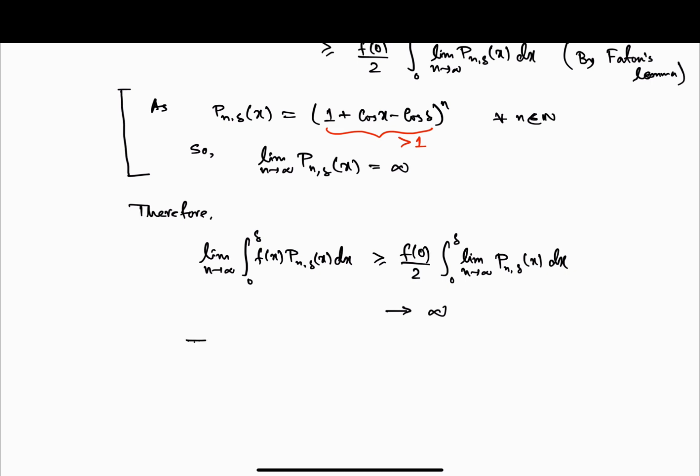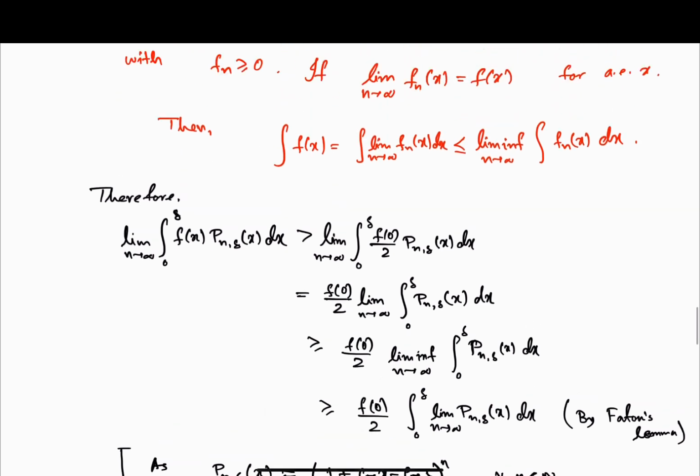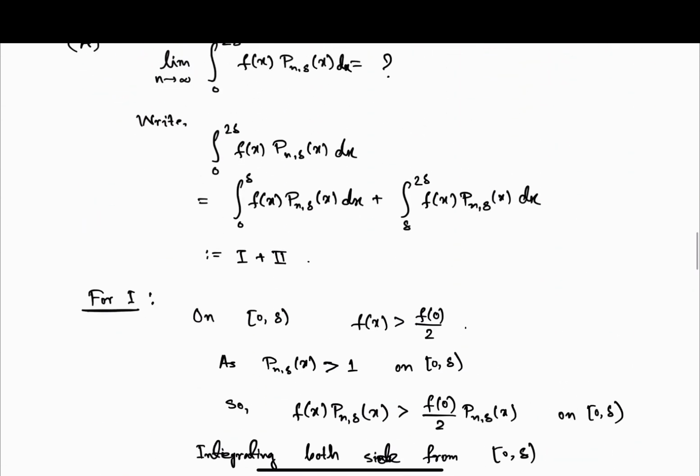So therefore, which is the same as saying that the limit n tends to infinity of the integral from 0 to delta of f(x) p_n,delta(x) dx is infinity. So in 0 to delta we have got that this limit is infinity, and we have checked this first one. What is now the second one? Let's check this one.